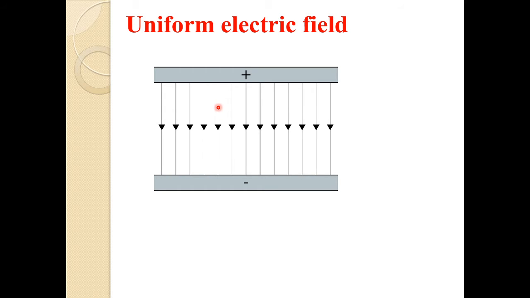Unlike the radial electric field, here the field line spacing is similar. We call that equispaced, equally spaced. That's the meaning of equispaced. And the field lines are parallel.